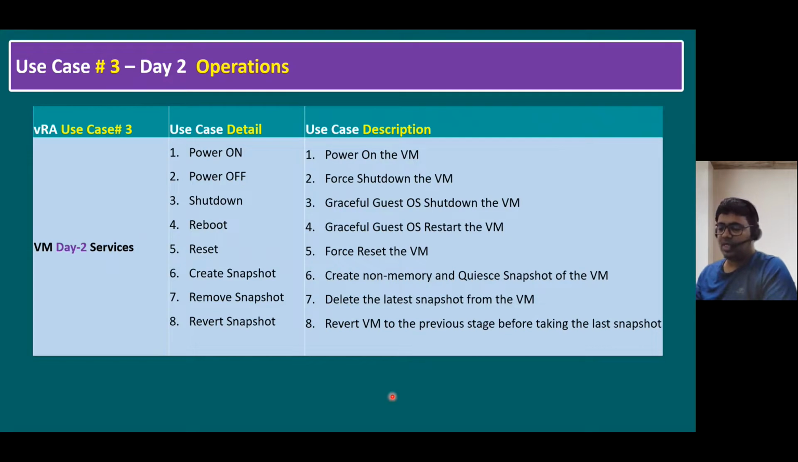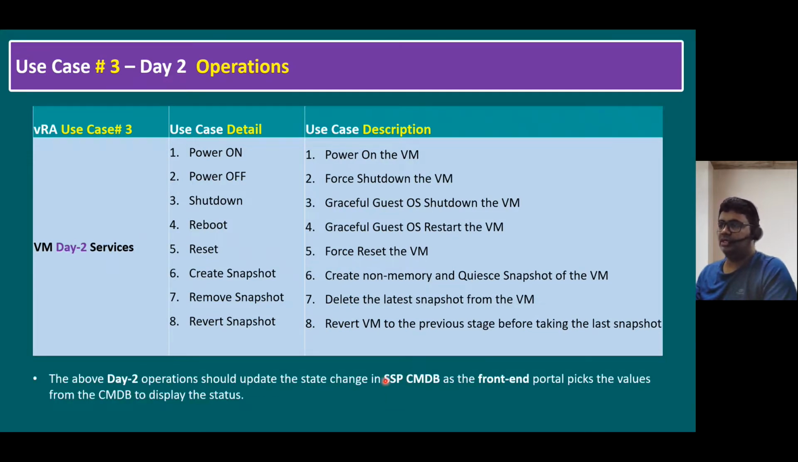Now, another point is the above day two operations should update the state changes in the SSP CMDB. Whatever options we are doing, all should have a request number. The request number is updated in a configuration management database as the front-end portal picks the values. It is like a queue number. Normally in the organization we have an incident number, service request number, change number. Everything comes with one request item number.